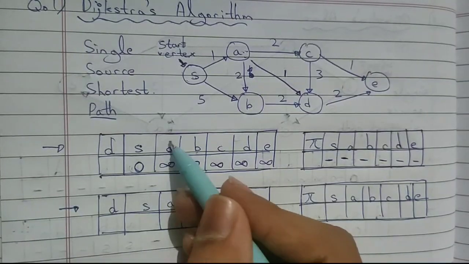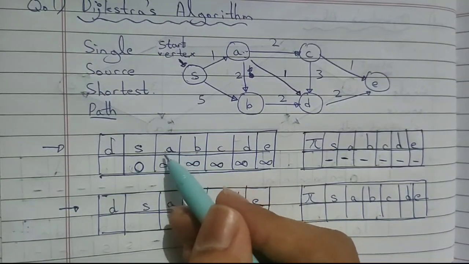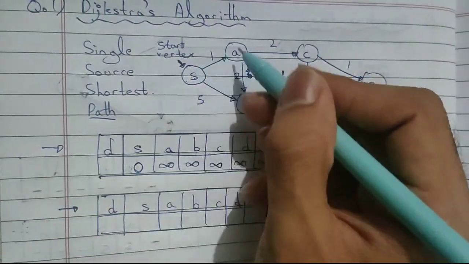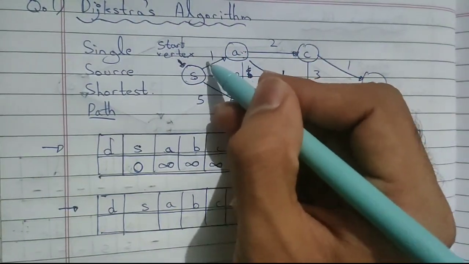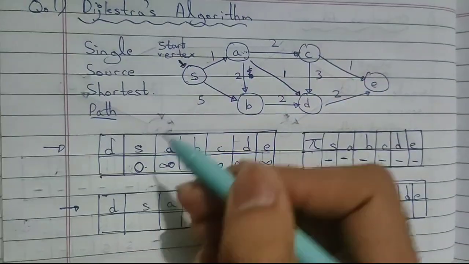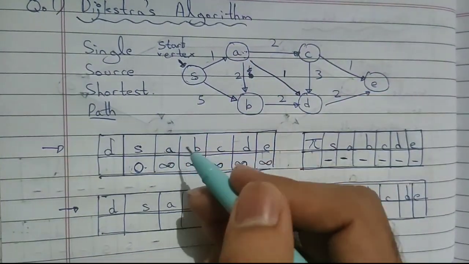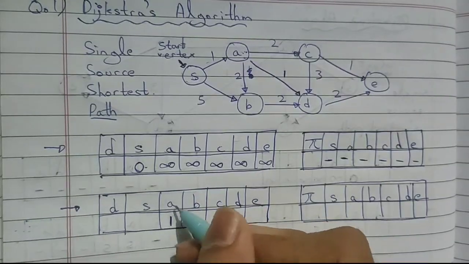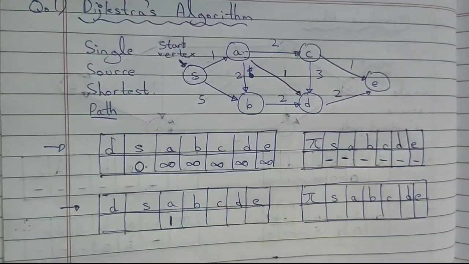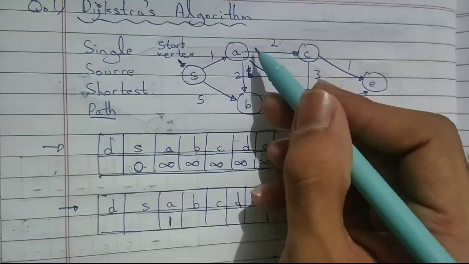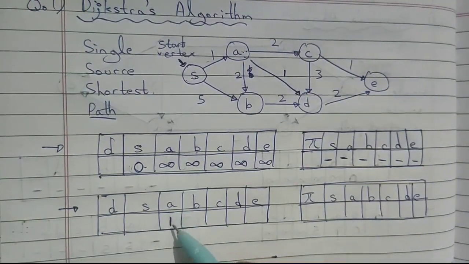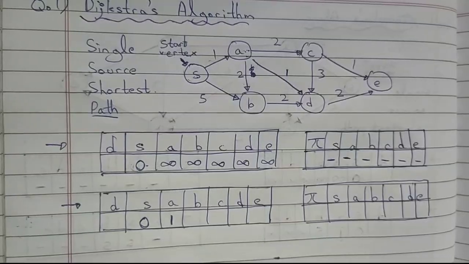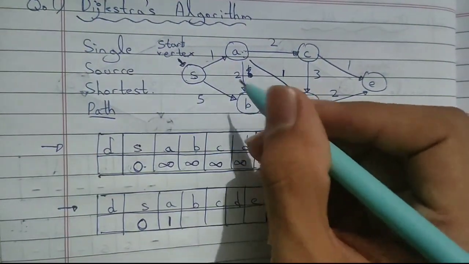Now let us check the table to see what distance value A has. A has a distance of infinity and we are concerned with minimizing the distance. Since 0 plus 1, that is 1, is less than infinity, we can update the value for the distance of A. So if you want to traverse from S to A, the distance is 1, and S, our start vertex, will be 0 only.